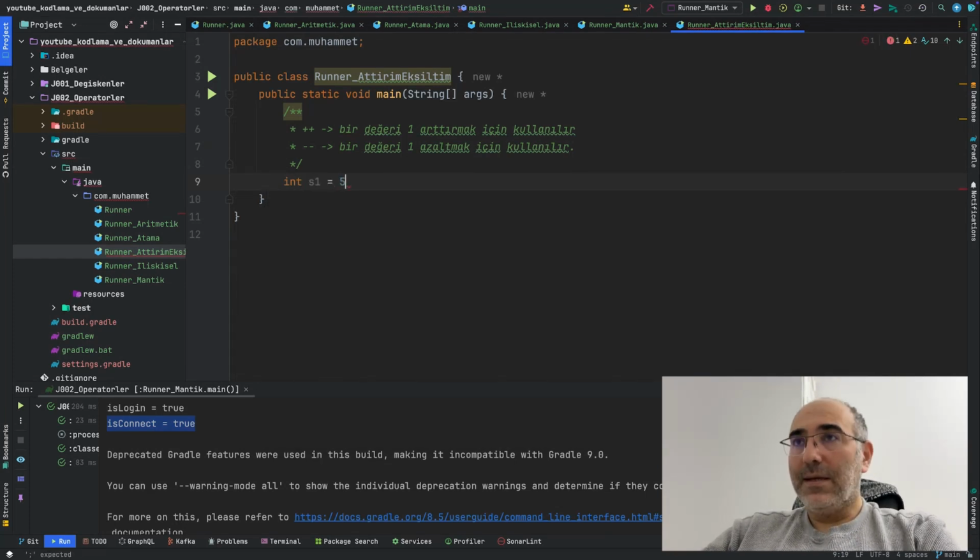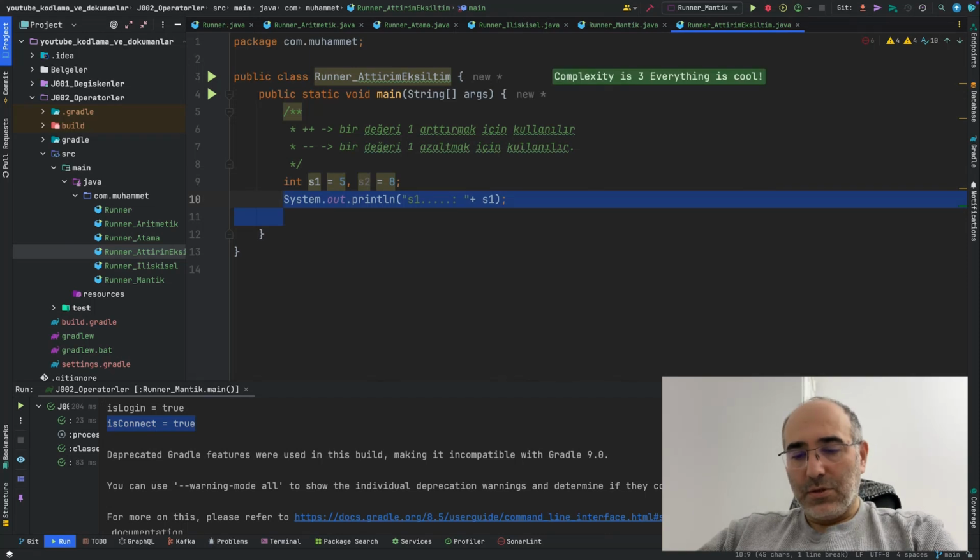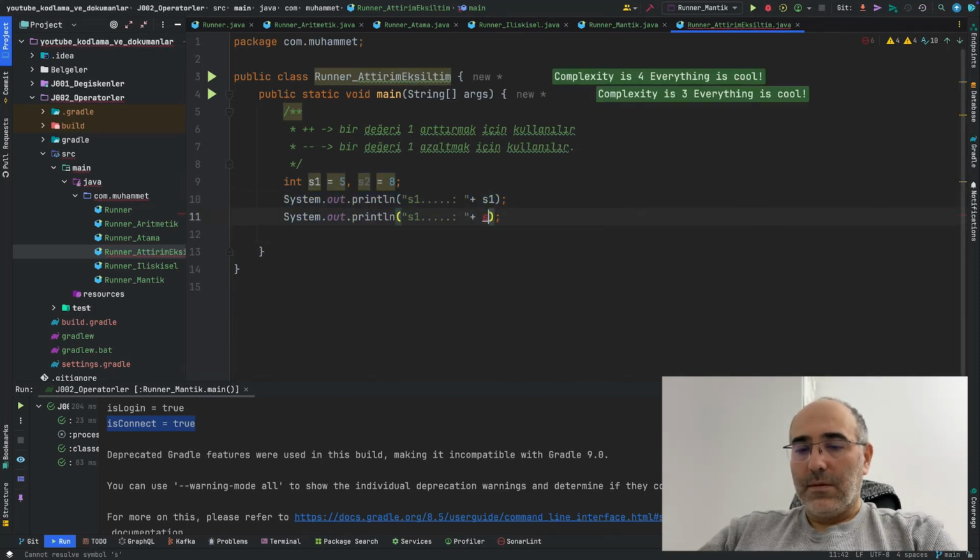Now here, I say S1 equals 5, S2 equals 8, friends. Let's see how it increases and how it decreases. Let's write it like this first: let's print S1 and S2. S2 here and S2 there. Beautiful. Now let's get to it.